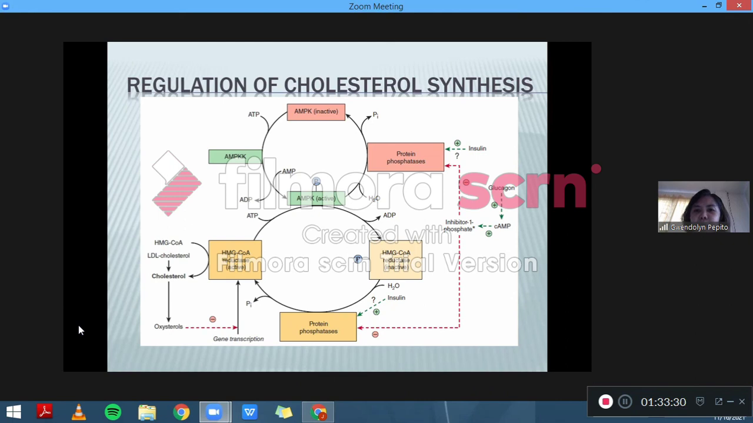No one is taking statins here? Atorvastatin, simvastatin. Good thing for you. Okay, you are still young.